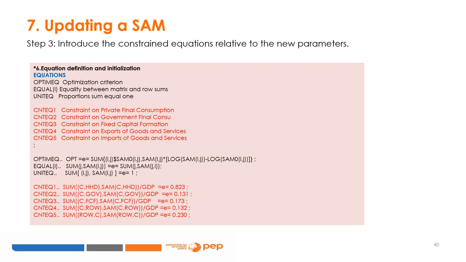These equations are related to the ratios of private final consumption to GDP, constraint 1, public final consumption to GDP, constraint 2, fixed capital formation to GDP, constraint 3, exports to GDP, constraint 4, and imports to GDP, constraint 5. Note that a constraint has not been imposed to the ratio of the changes in inventories to GDP. A new parameter, GDP, appears in the new constraint equations. New sets, C, HHD, GOV, FCF, and ROW, also appear in the new constraint equations.